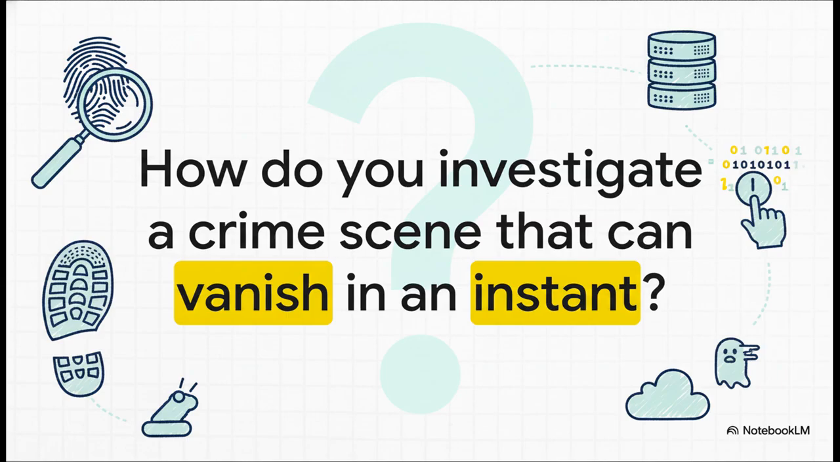I mean, really think about that for a second. A physical crime scene has fingerprints, footprints, actual stuff you can see and touch. But a digital crime scene? It's just a stream of ones and zeros. Sometimes it's on a hard drive, but sometimes it's just sitting in a computer's volatile memory, which means it's invisible, it's fragile, and it's gone forever the second you hit reboot. So how on earth do you investigate that?